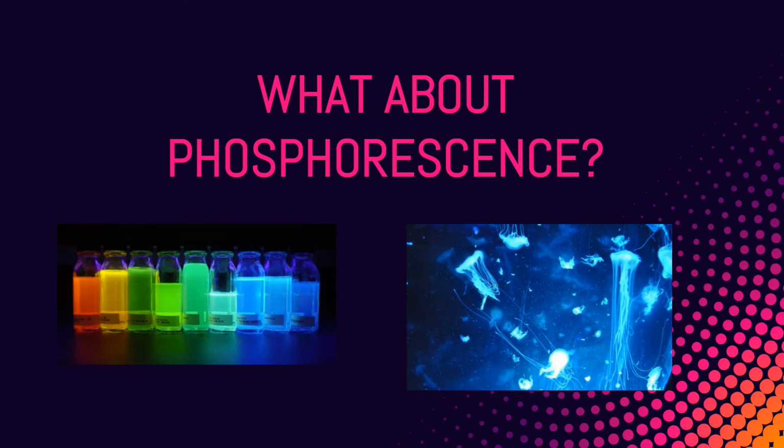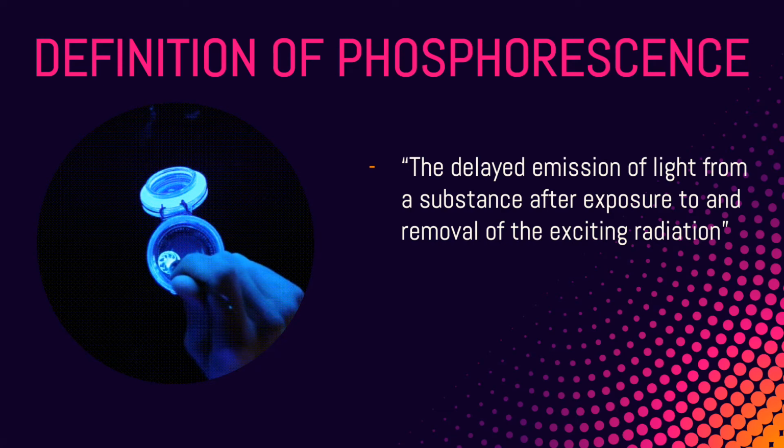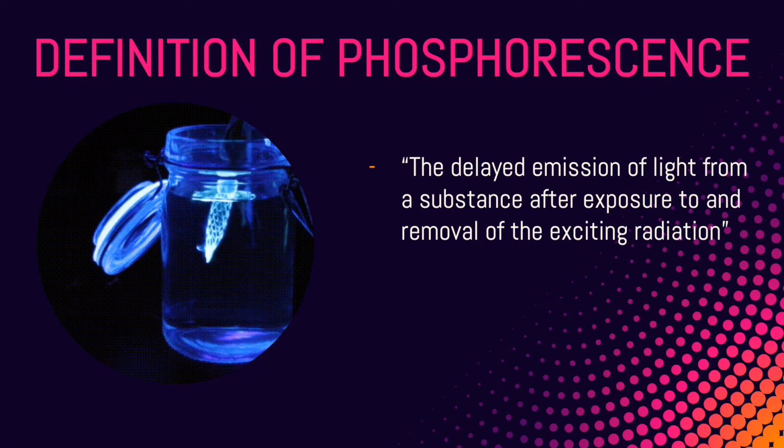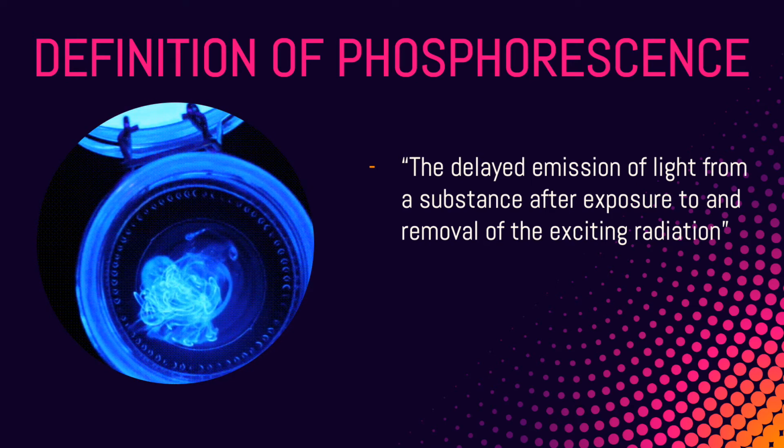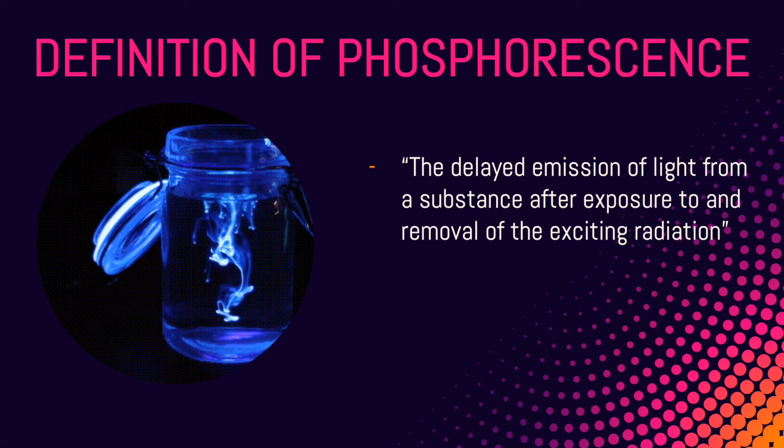So what is phosphorescence? Essentially, it's like fluorescence, the only difference being that the emission of light continues or takes place after a substance is exposed to radiation. We see it in glow-in-the-dark objects or in pen inks like the ones pictured here.